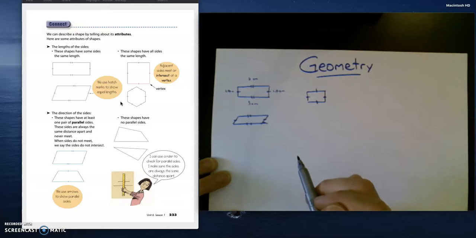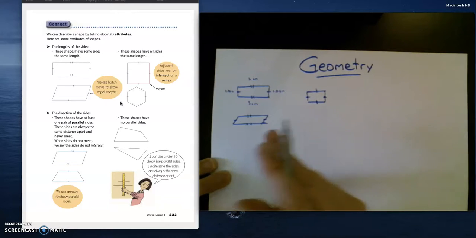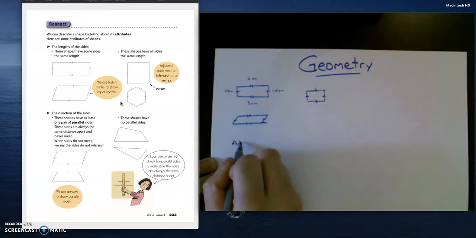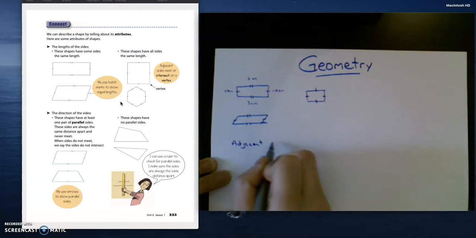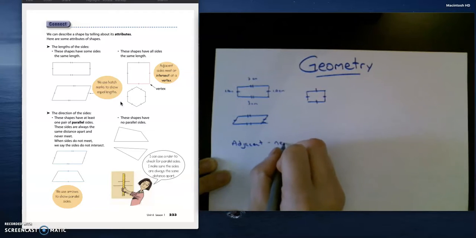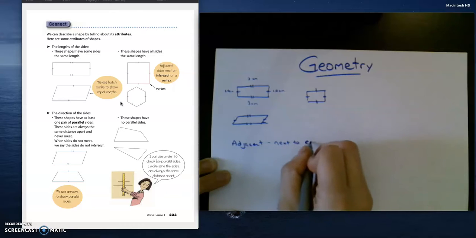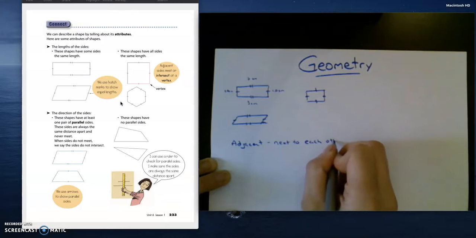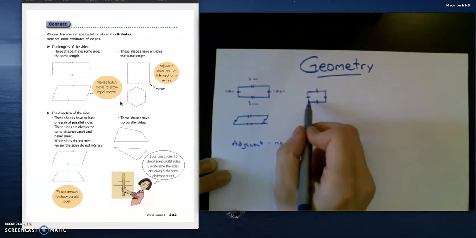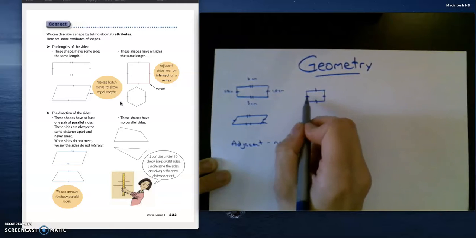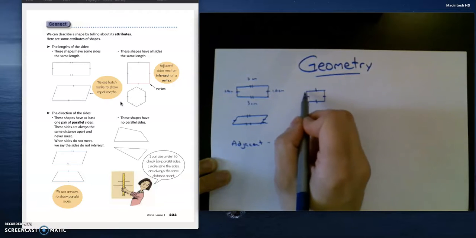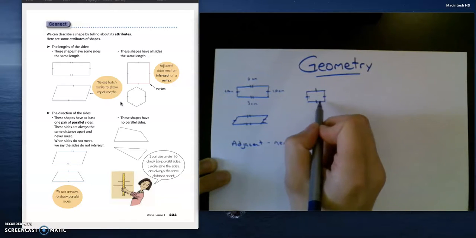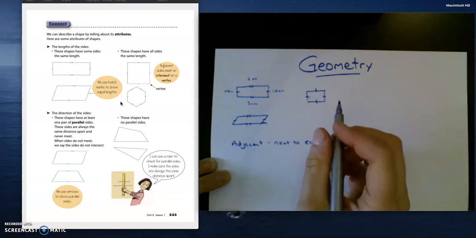Okay, the other thing it says there, adjacent sides meet or intersect at a vertex. Okay, so adjacent means side by side, next to each other. So in a square, for example, these two sides are adjacent. These two sides are adjacent. These two sides are adjacent. These two sides are adjacent.